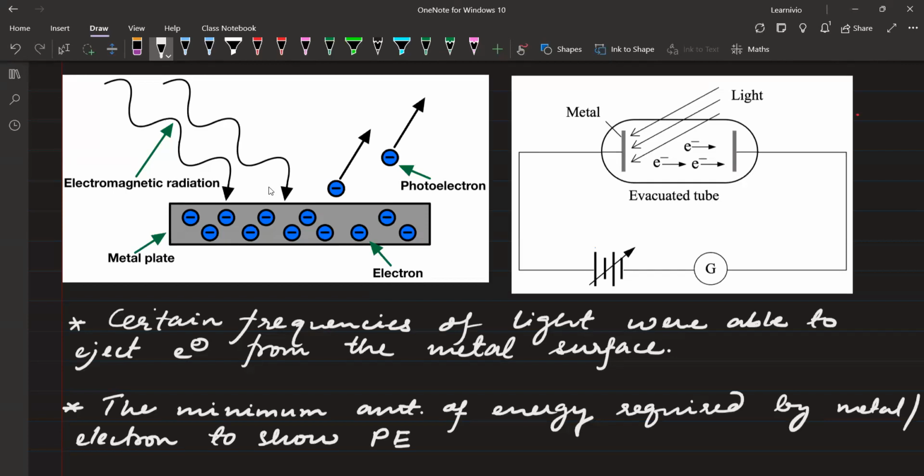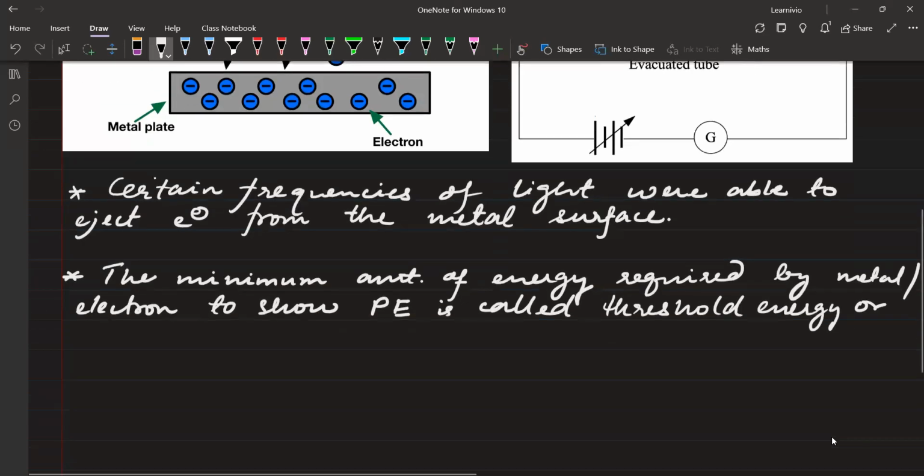is called threshold energy, or work function.